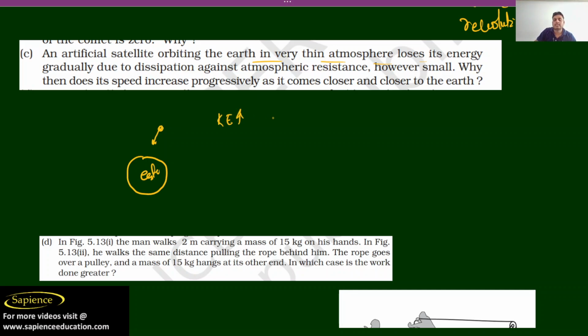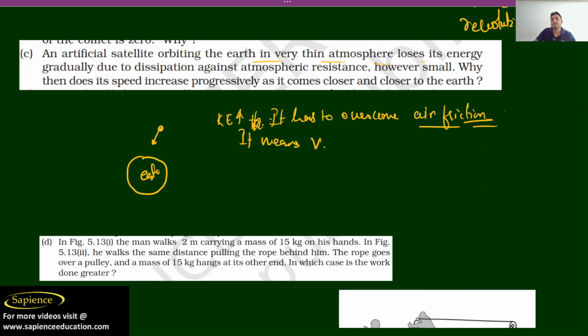Kinetic energy is increasing. But as per the question, if it is moving toward earth, it has to overcome air friction. So as it is coming toward the earth, it has to overcome friction. It means velocity will decrease, or we can say kinetic energy will decrease. But in spite of this, kinetic energy is increasing. Why so?